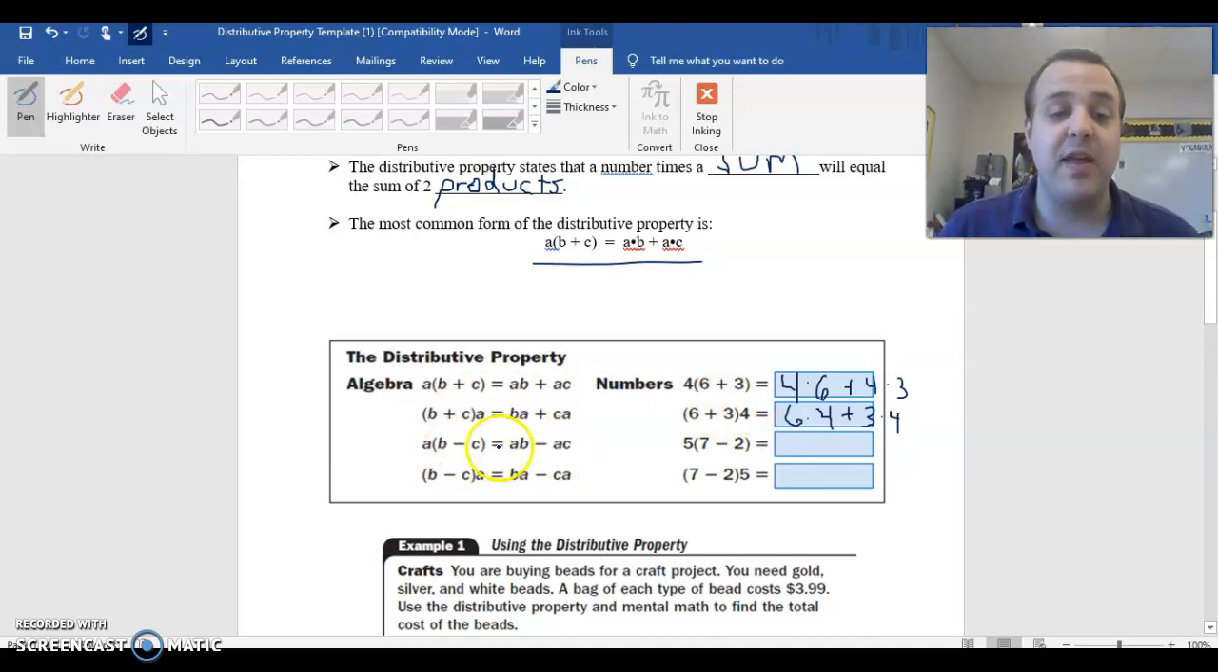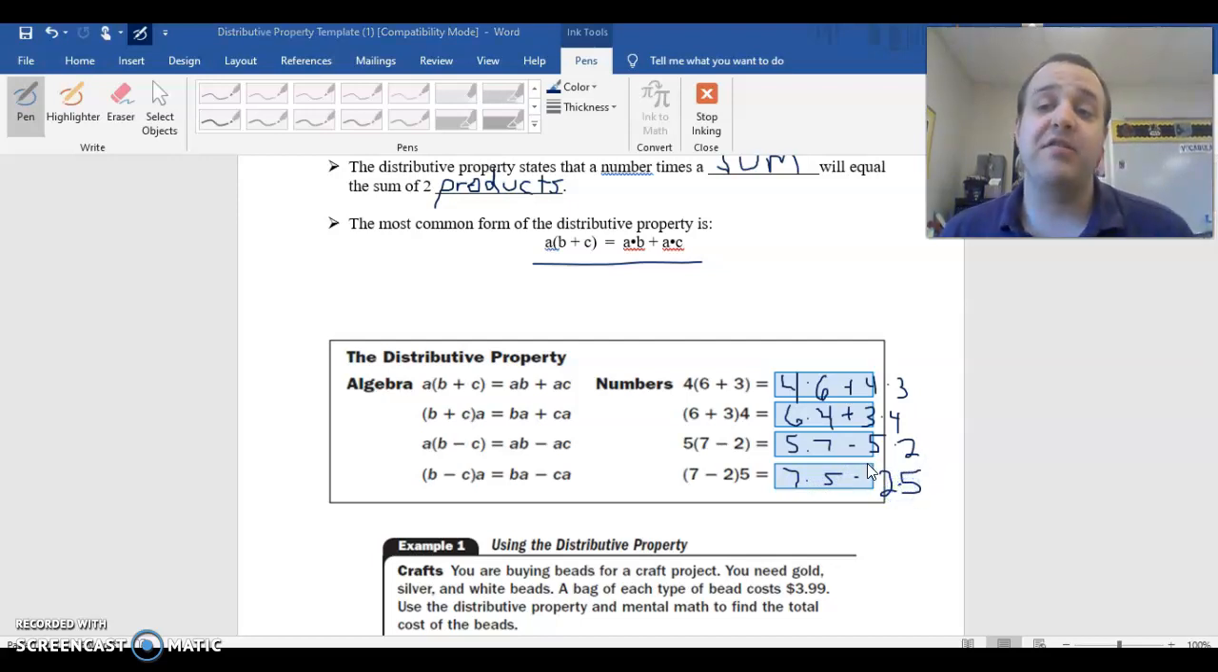Down here, we have the same thing with our subtraction. So we have 5 times 7 minus 2. And so if I go ahead and distribute, I'm going to have 5 times 7 minus 5 times 2. And same thing if we have it in the back. In this case, the 5 is at the back. I'm going to have 7 times 5 minus 2 times 5.